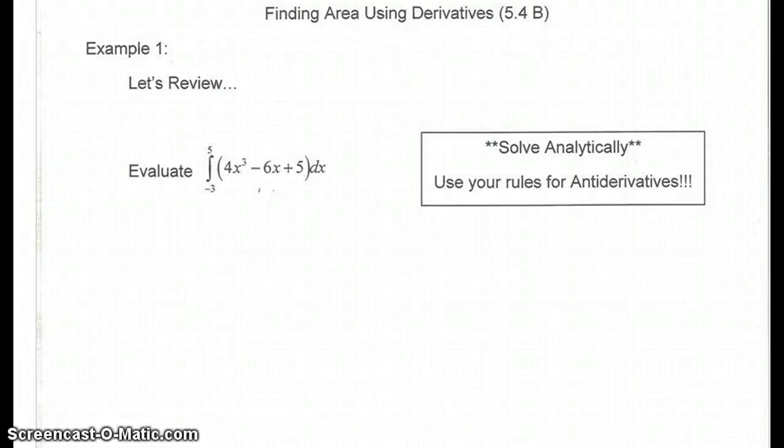Today we want to talk about finding area using integrals, not derivatives. So make sure that we change our topic from derivatives to integrals. Hopefully you caught that. If not, here we go.